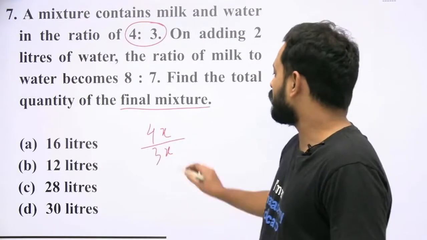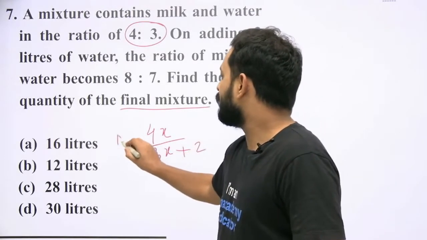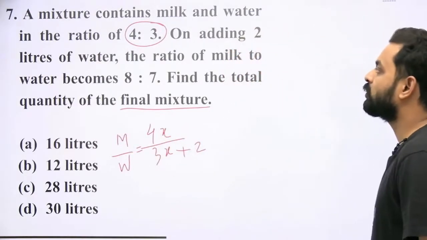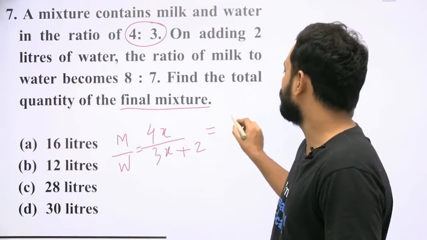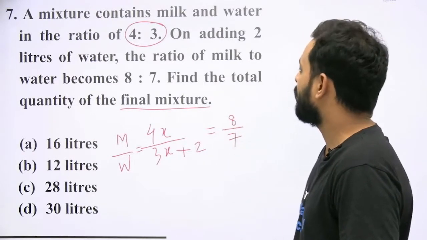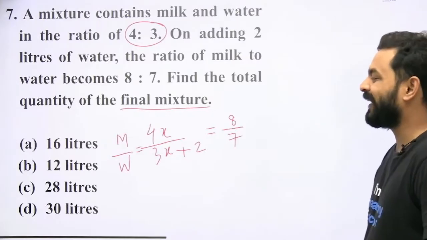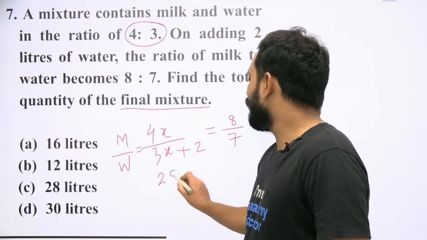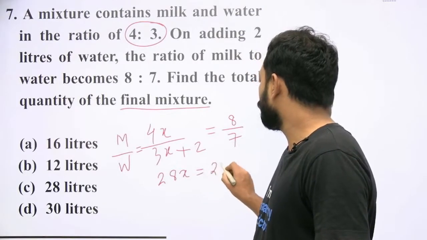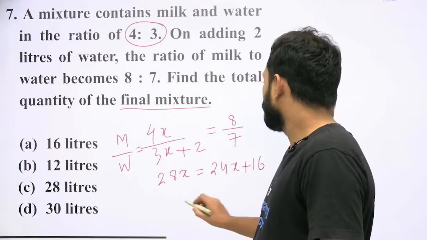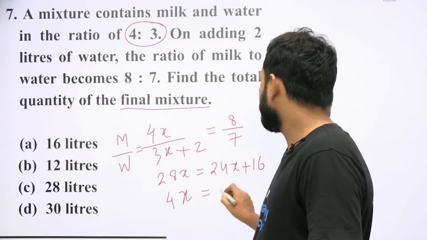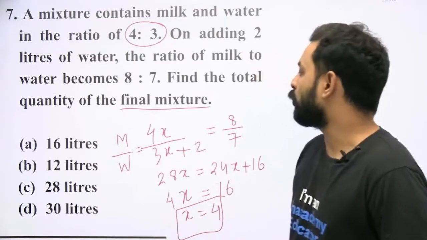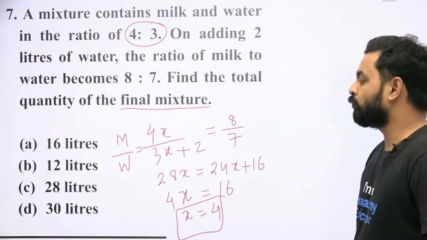On adding 2 liters of water, this is milk and this is water. On adding 2 liters of water, the ratio of milk to water becomes 8:7. This is 8 and this is 7, right? Can I find out the value of x from here? So that is 28x is equal to 24x plus 16. So 4x will be equivalent to 16. So x will be equal to 4. 1 unit is equivalent to 4.